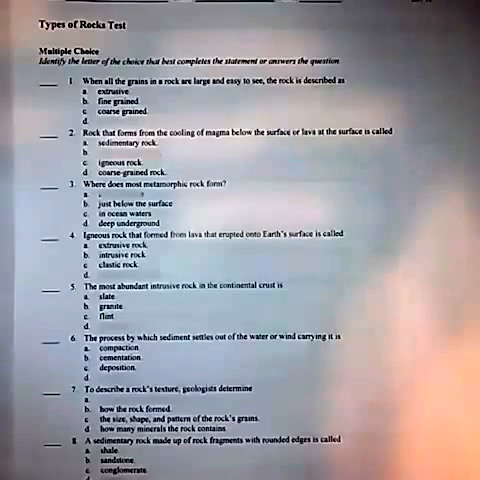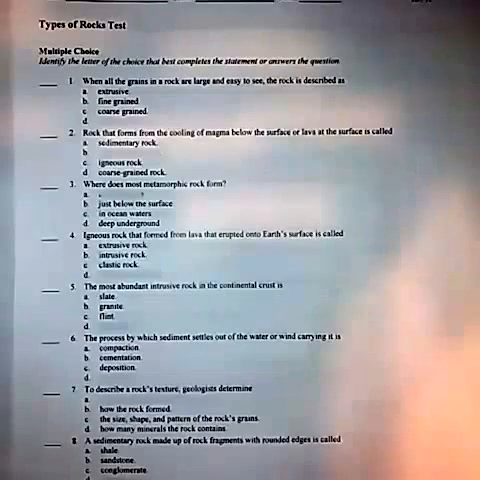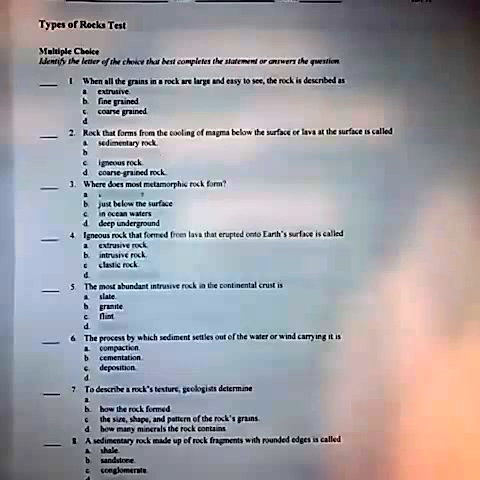Number 5. The most abundant intrusive rock in the continental crust is A. Slate, B. Granite, C. Flint. Number 6. The process by which sediment settles out of the water or wind carrying it is A. Compaction, B. Sedimentation, C. Deposition.